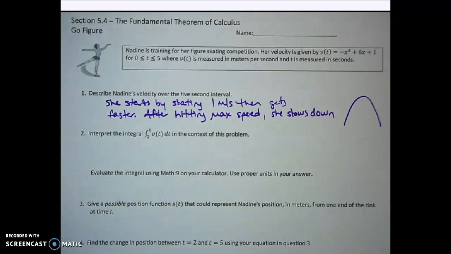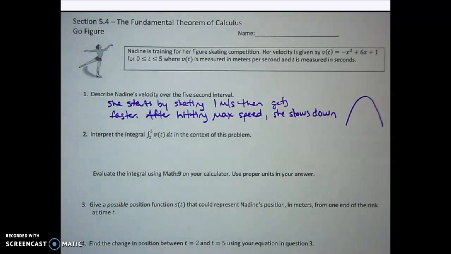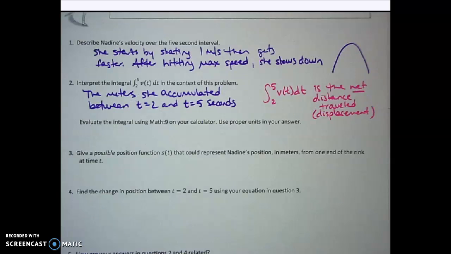Well, remember, it's an accumulation function. So this is the meters she accumulated between t equals 2 and t equals 5 seconds. So again, remember that that integral from 2 to 5 of v of t is the net distance that she traveled. It's the displacement. It's where she ends up in relation to where she started.